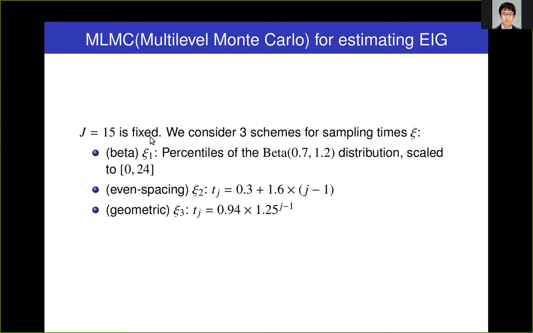And we consider three schemes for the sampling times. Beta is the percentile of the beta scheme. Even spacing is that the spacing of adjacent points is equal. And geometric is that the ratio of adjacent points is equal. And these parameters are the optimized parameters in the previous research, Yang et al.